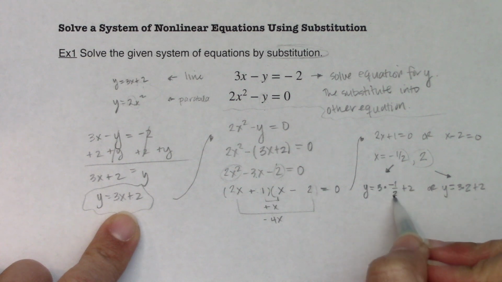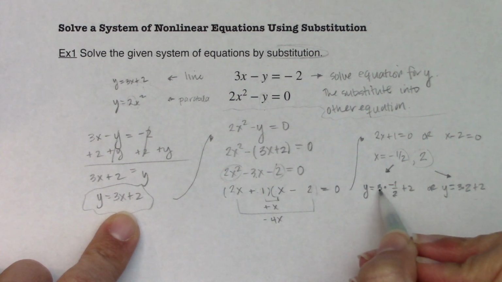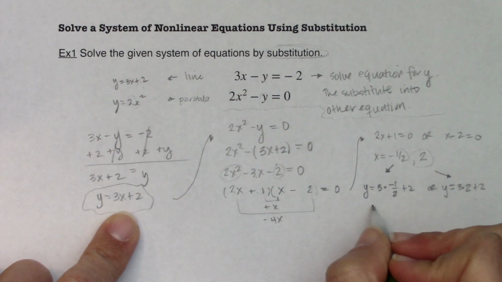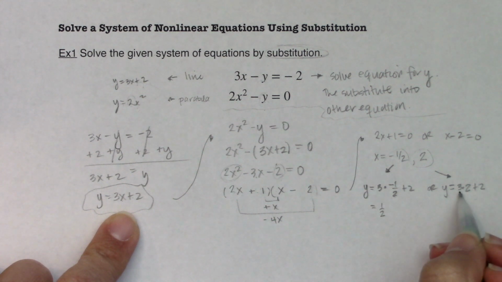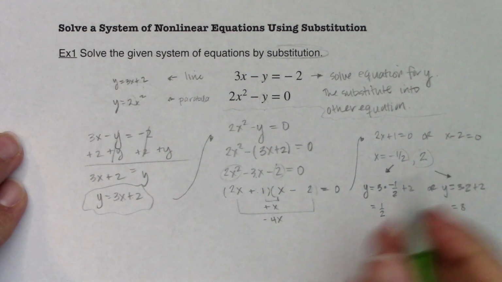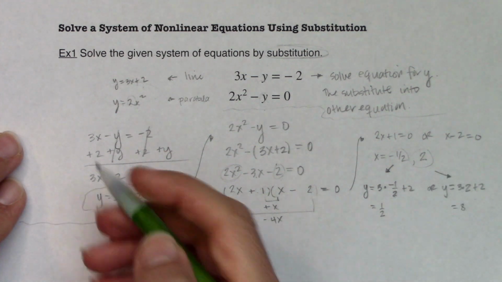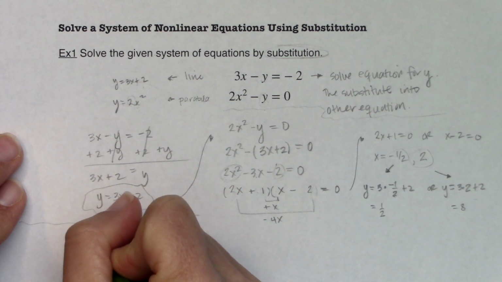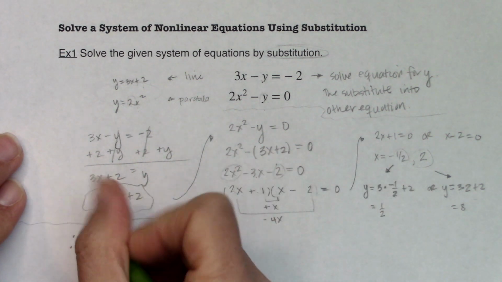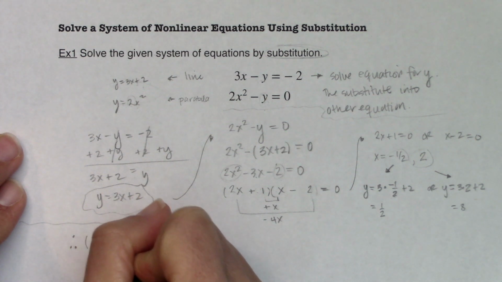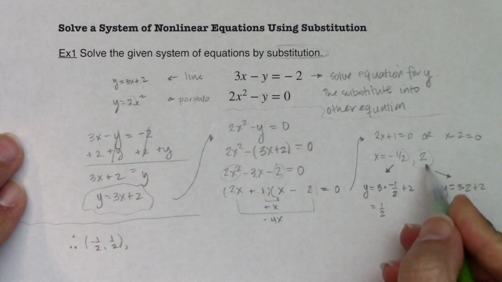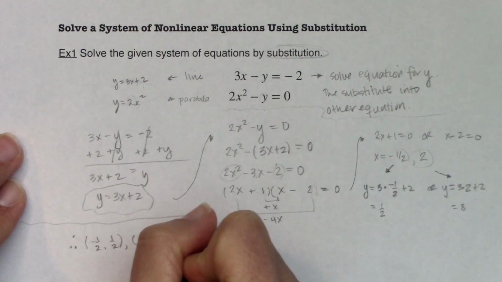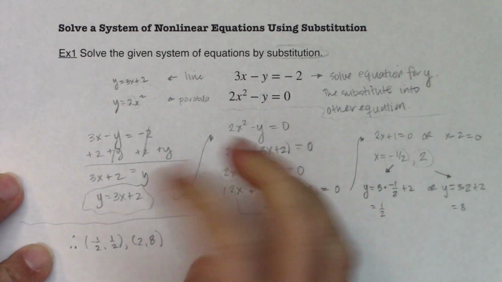All right, 3 times -1/2 is -3/2. -3/2 plus 2 is +1/2. 3 times 2 is 6. 6 plus 2 is 8. So my end game answer, I'm going to go ahead and put them over here. My overall solutions, and I'll put the little therefore to seem fancy: I plugged in -1/2, and I got 1/2 back out. And then I plugged in x being 2, and I got y being 8 back out.